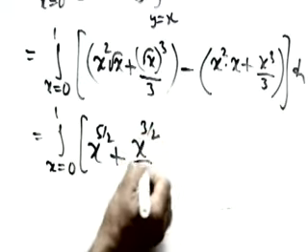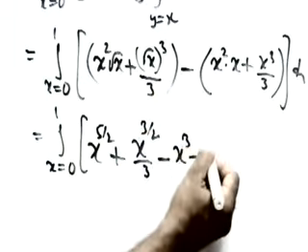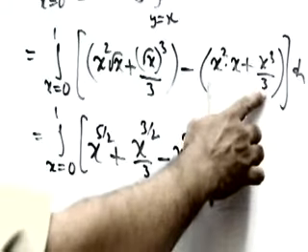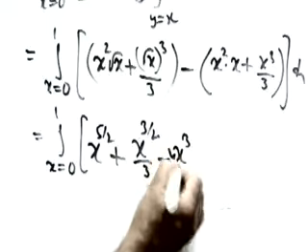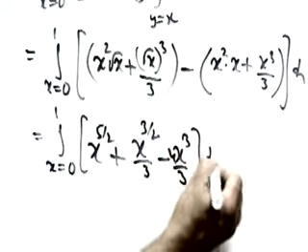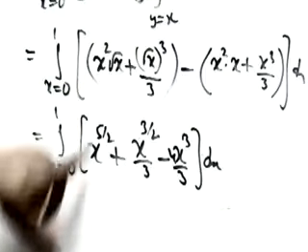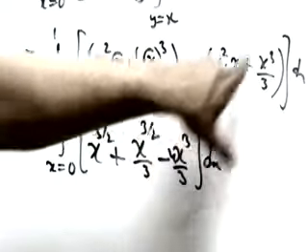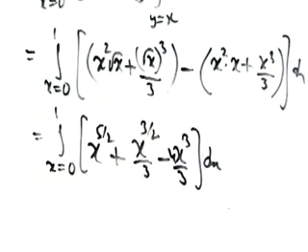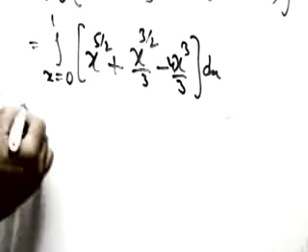So this will become plus x power 3 by 2 by 3, minus x square into x cube by 3. Let me take the LCM: 3 into x cube, 3x cube plus x cube is 4x cube. So this will become 4x cube by 3 dx. Now let me integrate with respect to x.